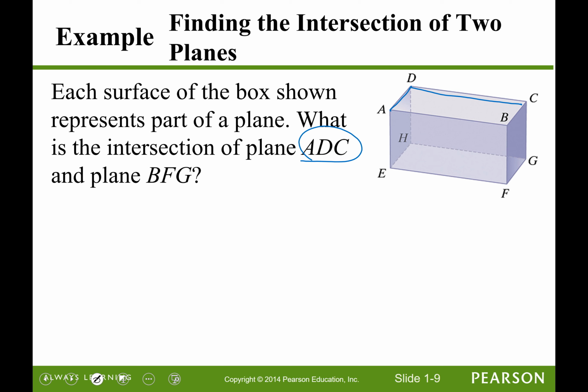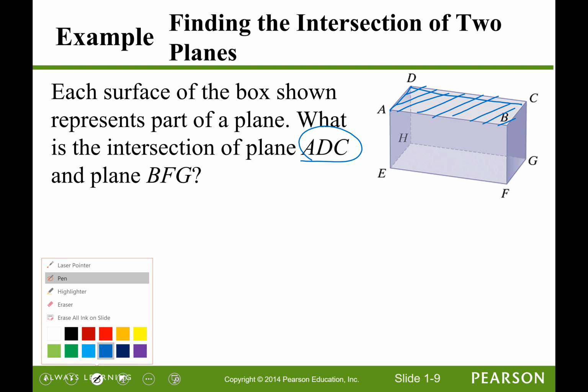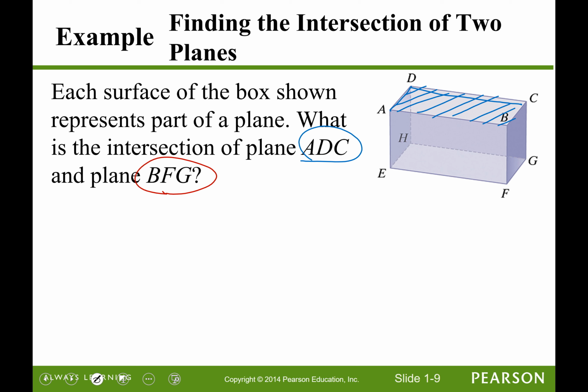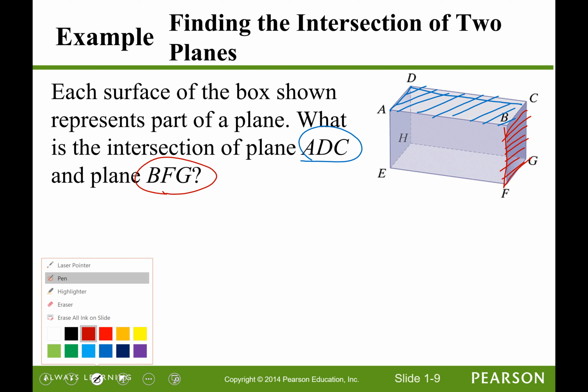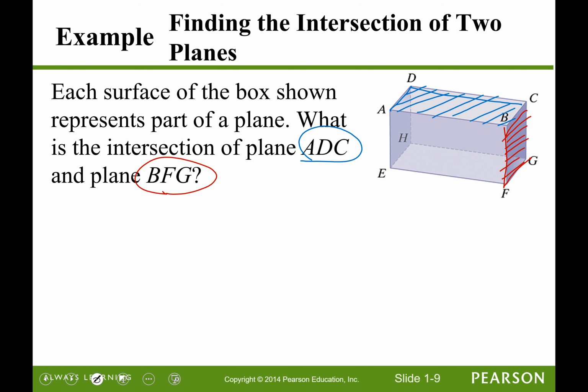ADC, the only plane that exists through those 3 points is this one here. Okay, let me change colors. The next plane is BFG, B to F to G. The only plane that exists passing through containing those 3 points is this one here. So what we are asked to determine is the intersection of those 2 planes. Where do the blue and the red shading meet? Okay, and we know that two distinct planes always intersect at a line, and this is supporting that right there.